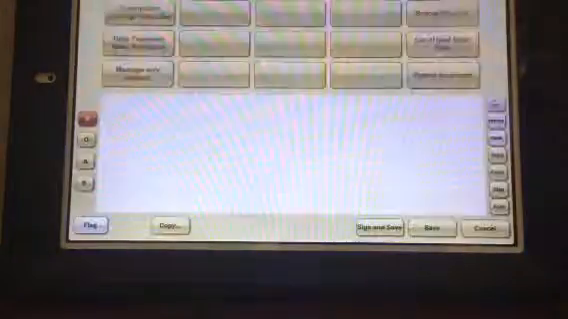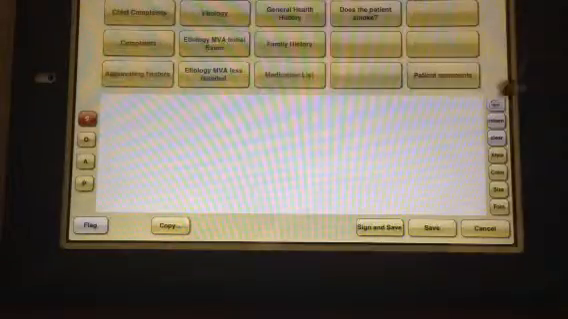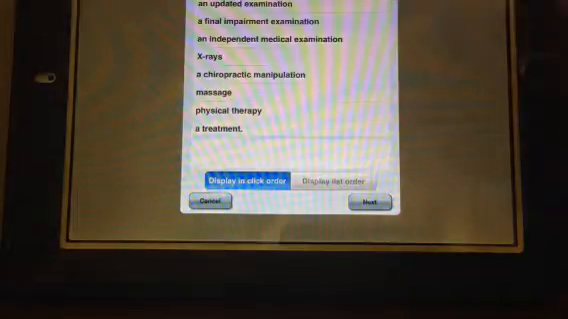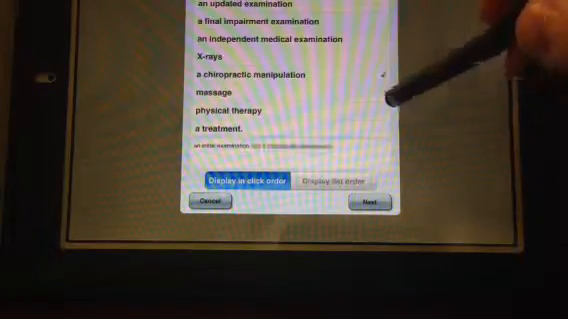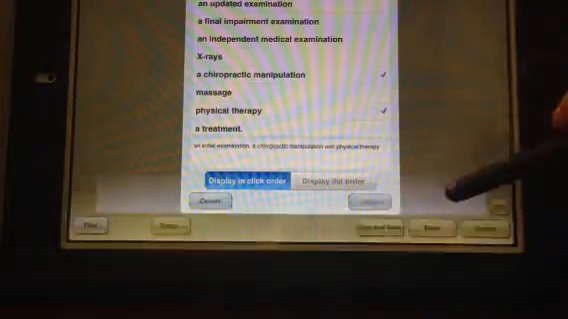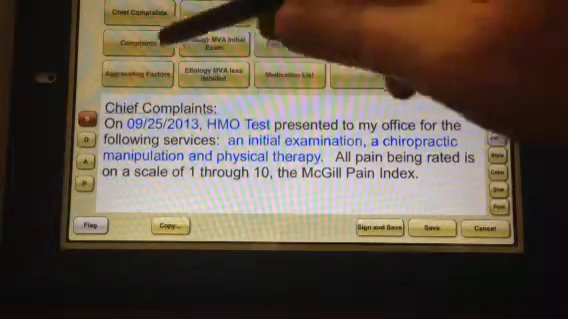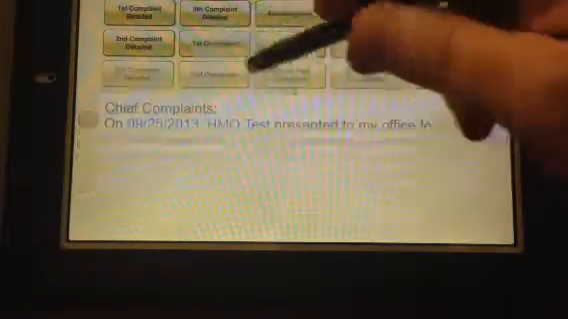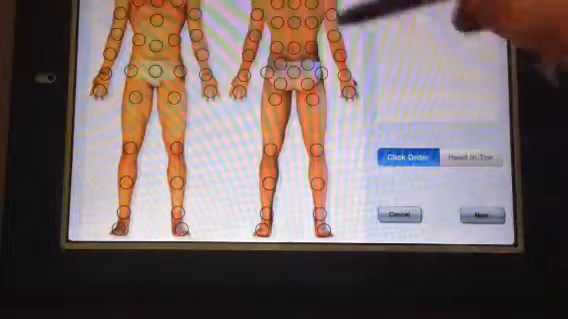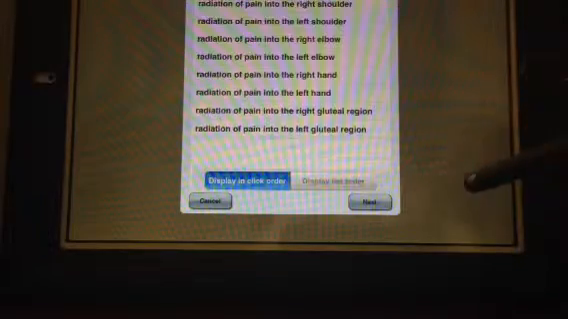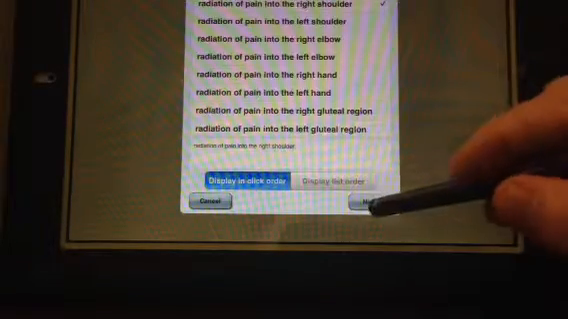We're going to say his chart note is that he is here for an initial exam. He has chief complaints that started today. He is here for an examination, a chiropractic manipulation, and physical therapy. We're going to then say that his chief complaints are a first complaint of, let's say, neck pain, and we're going to rate that about a 4, and that he's having this about once per week, and that it is going into the right shoulder.